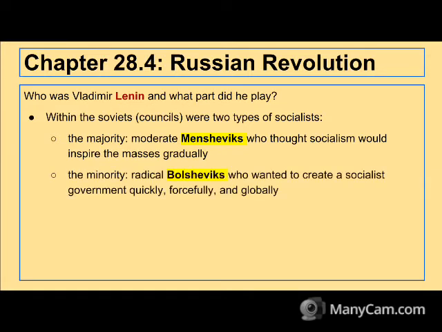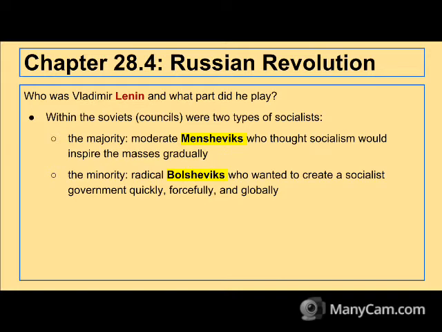However, a small minority were the more radical Bolsheviks. They wanted to create a socialist government quickly, forcefully if necessary, and importantly, globally. They thought that the socialist revolution and Marx's ideas needed to spread beyond Russia. These two groups, the moderate Mensheviks and the radical Bolsheviks, split power on any given Soviet, including the large, powerful Petrograd Soviet in the capital.